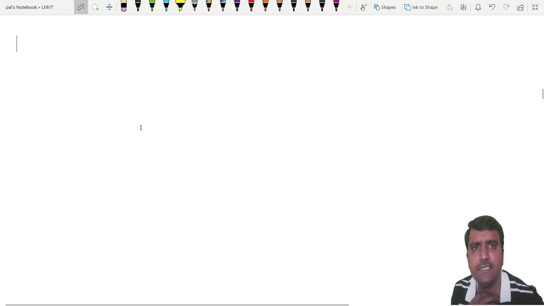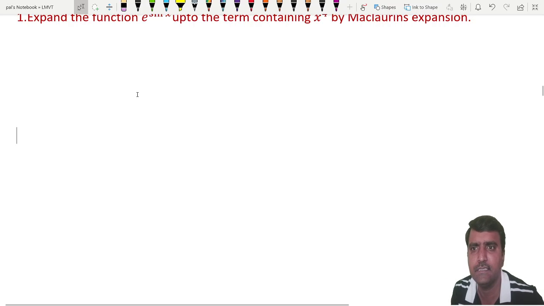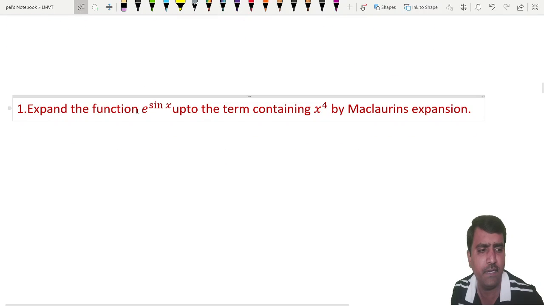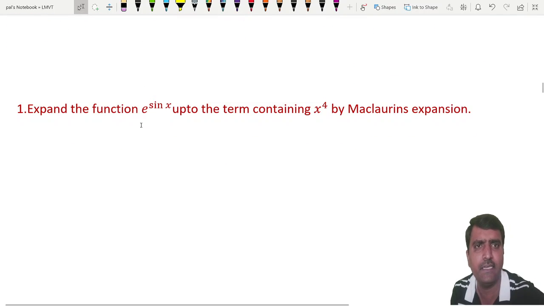So one of the main applications of Maclaurin's expansion is that you can express any function in power series. If f of x is any function, such as trigonometric functions like sin x, cos x, tan x, we can express that in power series by using the Maclaurin's expansion of f of x.